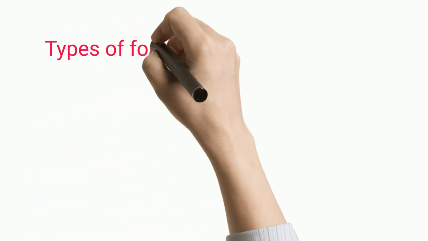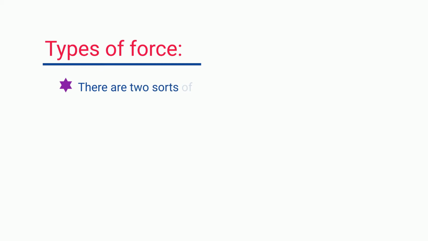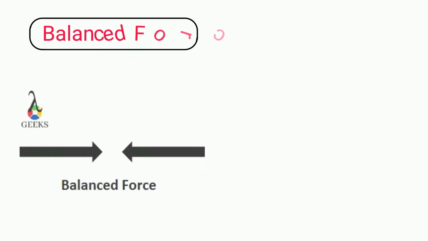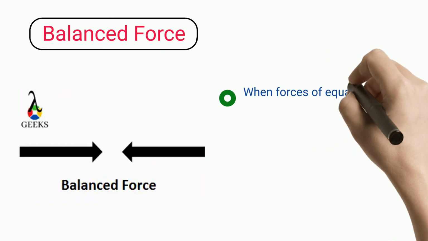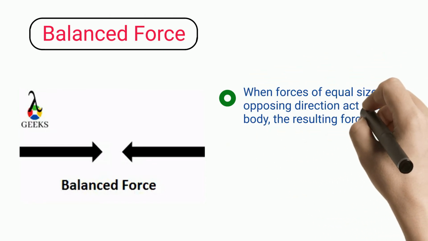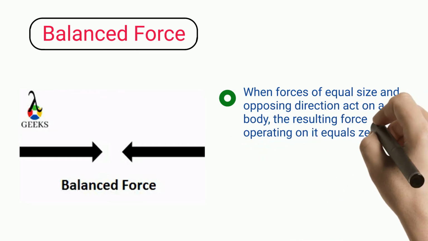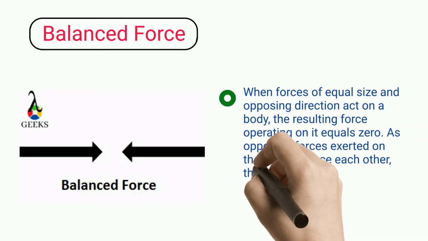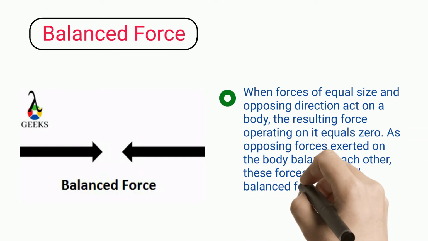Types of force. There are two sorts of forces in the universe: balanced forces and unbalanced forces. Balanced force. When forces of equal size and opposing direction act on a body, the resulting force operating on it equals zero. As opposing forces exerted on the body balance each other, these forces are called balanced forces.